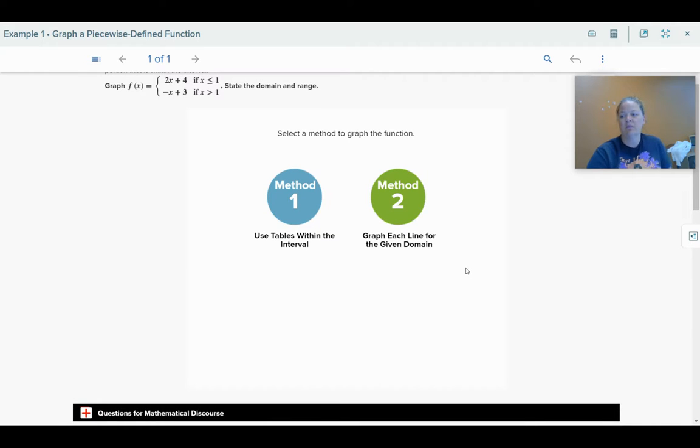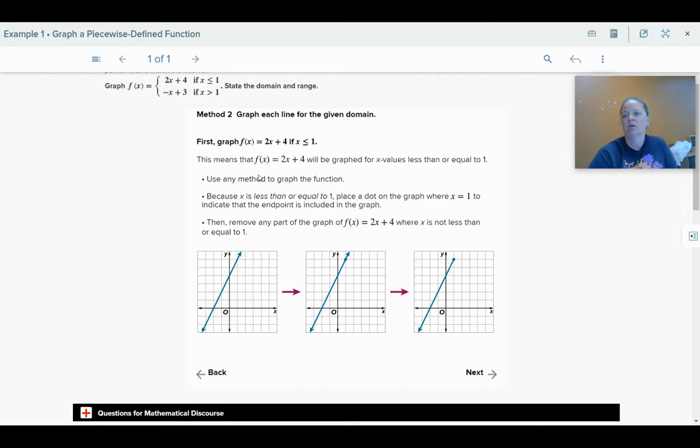Let's look at the other method, graphing each line for the given domain. We're going to look at 2x plus 4 if x is less than or equal to 1 first. You can use any method that you want for graphing the line. You graph it out there, and then you remove any part where x is not less than or equal to 1. So here's where x is equal to 1, and you just erase it. Just chop it off. It doesn't exist anymore.